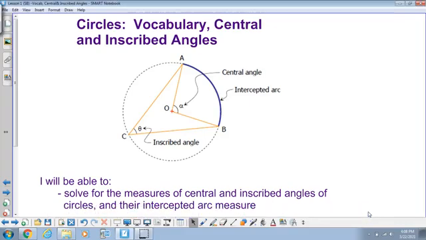Hello, geometry students. In this video, we will learn about circles, the vocabulary, and central and inscribed angles. At the end, we'll be able to solve for measures of central and inscribed angles of circles and their intercepted arc measure. If you just read that sentence and said, I don't know what any of those words mean, well, that's why we're going to start with some vocabulary.